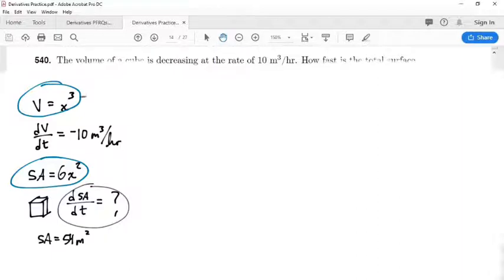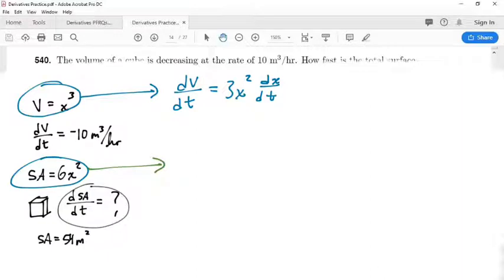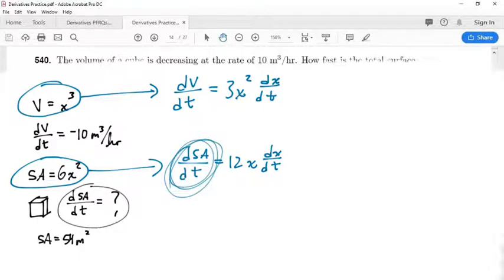You take the derivative of the volume equation with respect to t, you get dV/dt equals 3x squared dx/dt. And then you take the derivative of the surface area. That would be dSA/dt equals 12x dx/dt. If you just took the derivative of those, you're probably thinking, I really need this, this is what I'm trying to look for, so I need to know what x is and what dx/dt is.